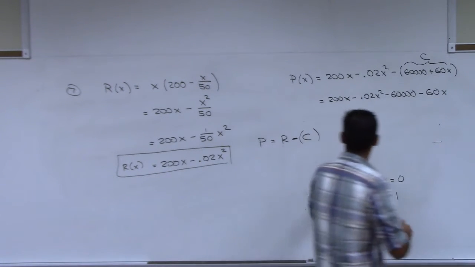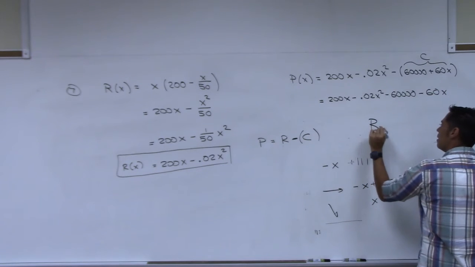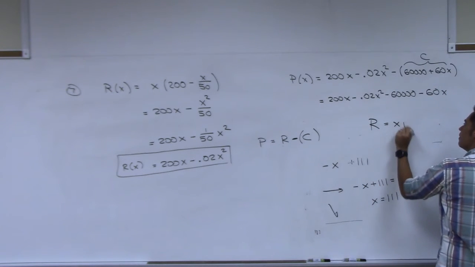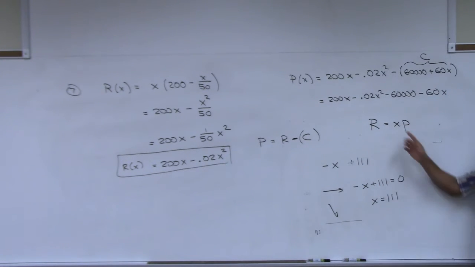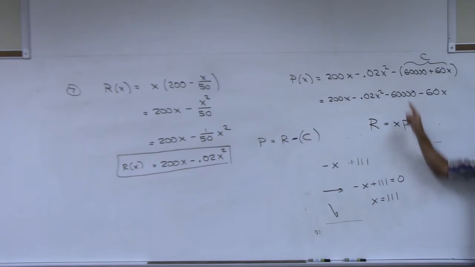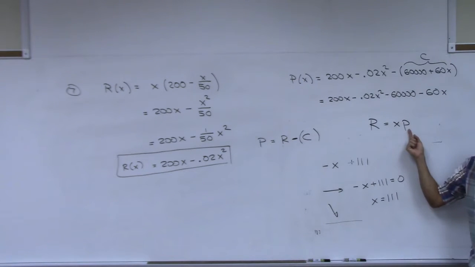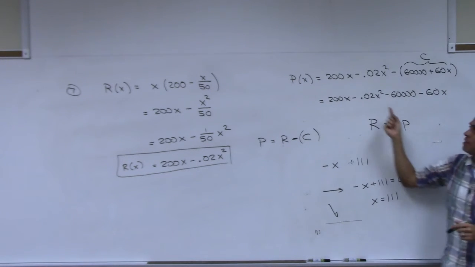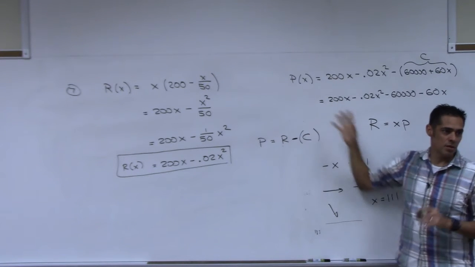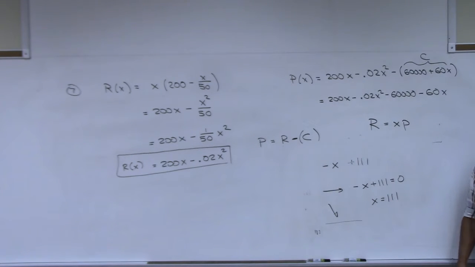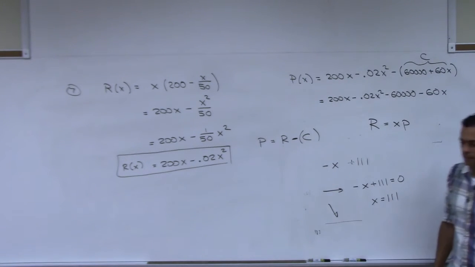I don't like this about business, the way that they present this. Revenue is x times p. This p is not that P. This is lowercase p, this is uppercase P. This is the price, this is the profit. So they're two different P's. Good? Okay.